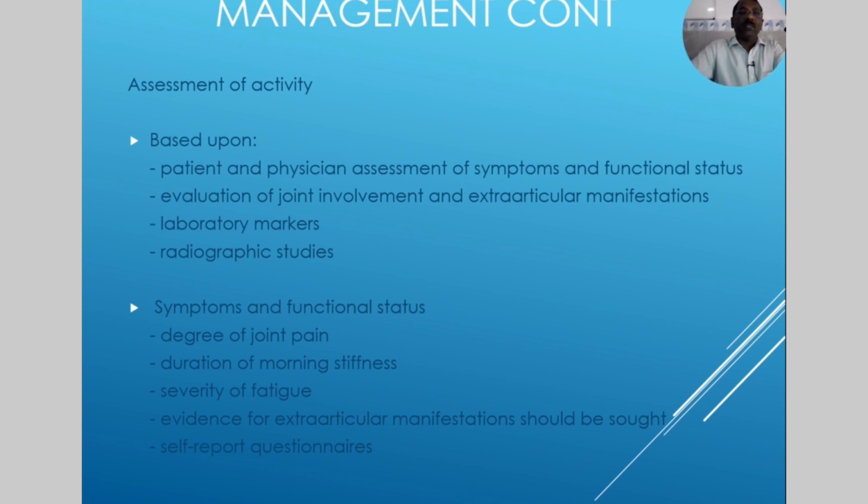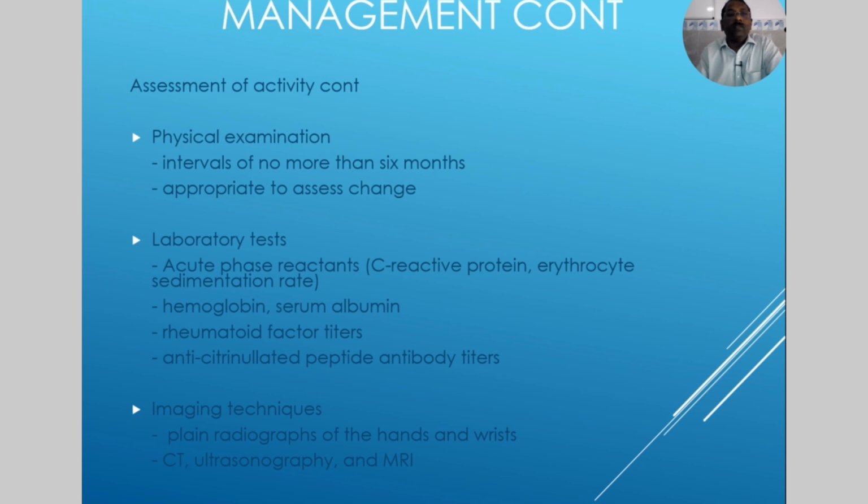So the activity is assessed based on the patient's and the physician's assessment of the symptoms and the functional status, evaluation of joint involvement and extra-articular manifestations, laboratory markers, and X-ray changes. MRI will pick up the changes much earlier than conventional X-rays. Symptoms and functional status include degree of joint pain, duration of morning stiffness, severity of fatigue, evidence of extra-articular manifestations, and self-report questionnaires. So the physical examination, investigations, imaging techniques like plain X-rays of the hands and wrists, CT, ultrasonography, and MRI in some cases.